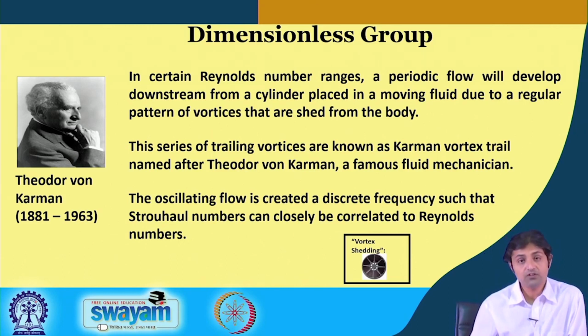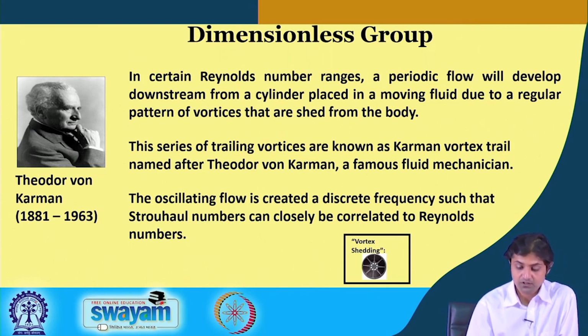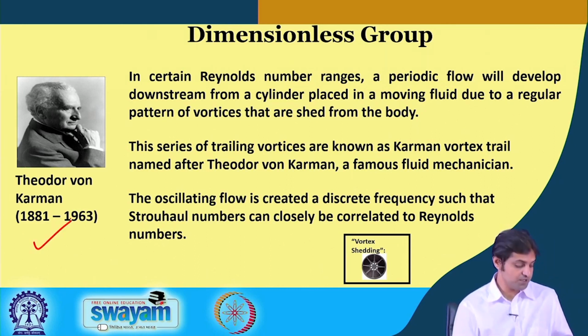In certain Reynolds number ranges, a periodic flow will develop downstream from a cylinder placed in a moving fluid due to regular pattern of vortices that are shed from the body. The series of trailing vortices are known as von Karman vortex trail, named after Theodor von Karman, a famous fluid mathematician. As the oscillating flow is created at discrete frequencies, such Strouhal numbers can closely be related to Reynolds number. So, in vortex shedding, this Strouhal number is very important, and this was given by Theodor von Karman. He is a very, very famous name. We have heard about him in the last week's lecture as well.